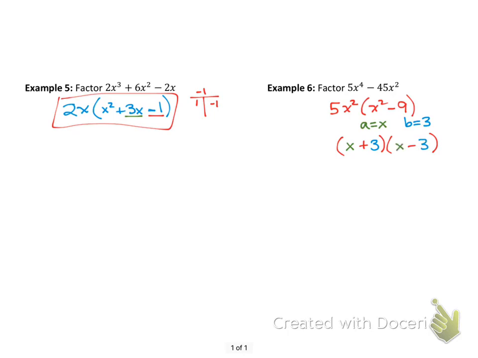But don't forget, we still have this. That doesn't disappear. It's still 5x squared. And that's our answer. That's as factored as it gets.